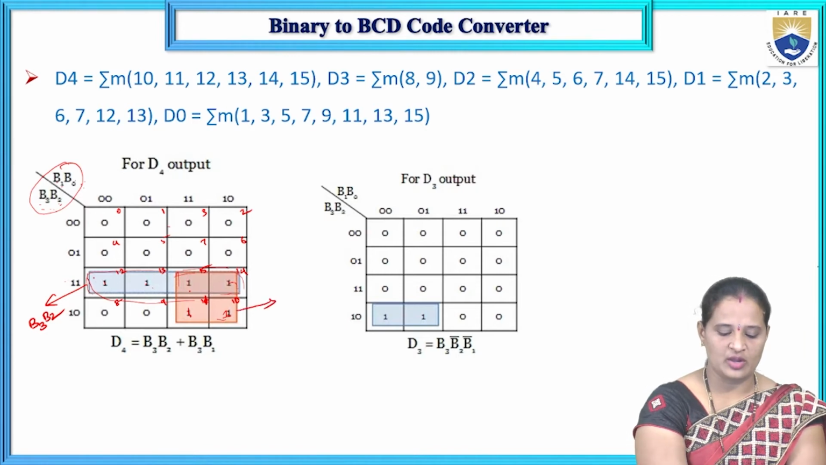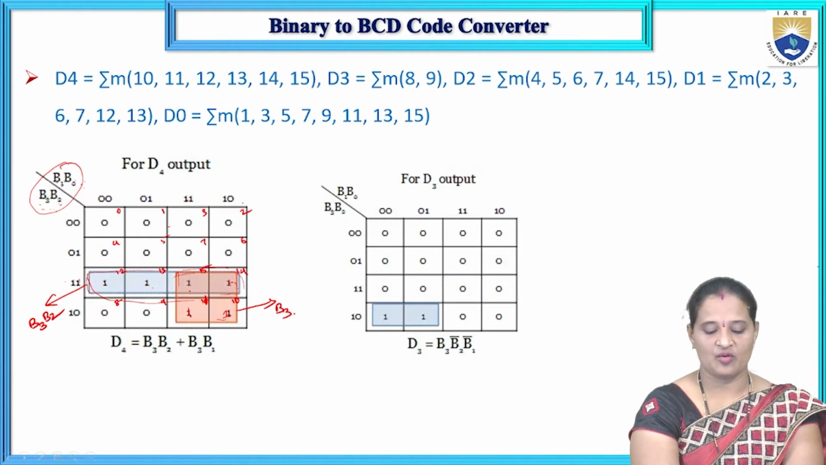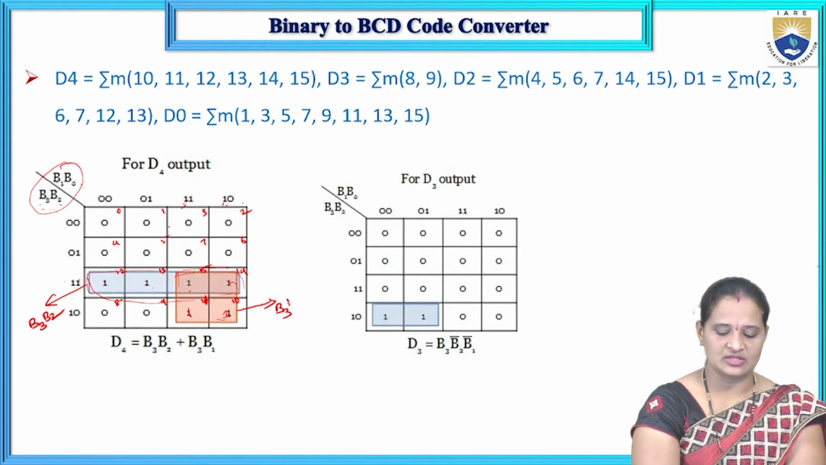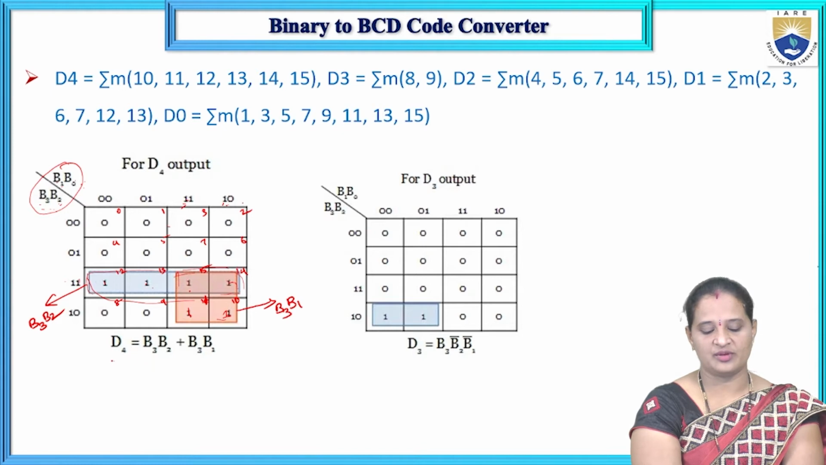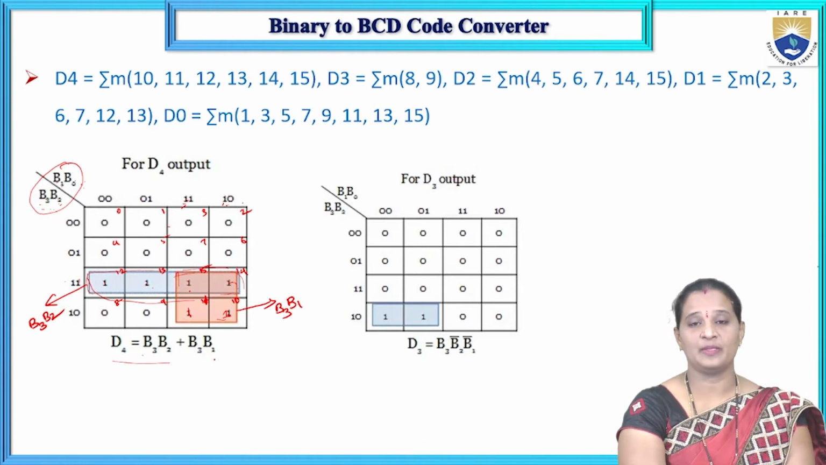Now coming to this one, this quad is formed by these 2 rows and these 2 columns. For these 2 rows, B3 is common, whereas B2 is varying, so eliminate B2, and B3 is 1, so that is why take it in the true form. Now consider these 2 columns, B1 is 1, B0 is varying. So as B1 is 1, consider B1, and eliminate B0. So this is the equation for D4, which is B3 B2 plus B3 B1.